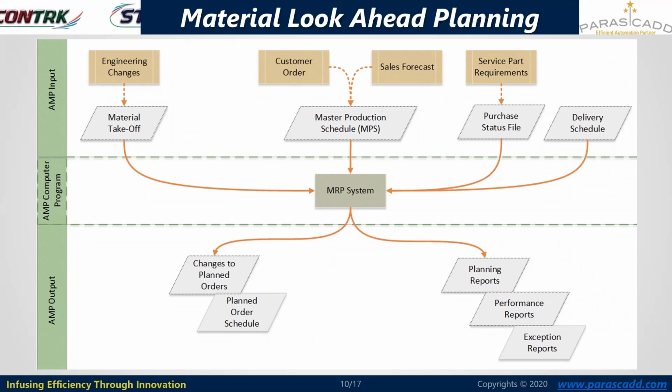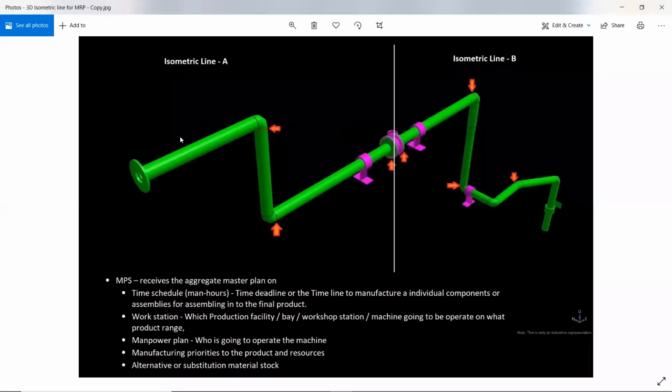Here priorities are considered, such as what complex, what unit, or what base material type. Apart from this, which contractor should be the first to get the material. All of these things are considered here. For example, I'll show you through an example. This is the isometric line that we need to manufacture or fabricate. So here are two lines, isometric line A and isometric line B.